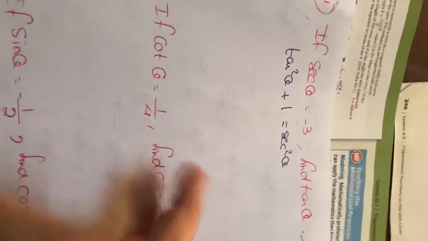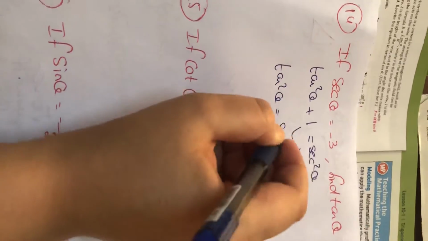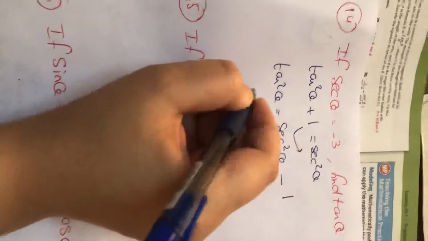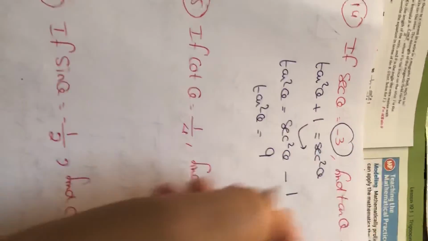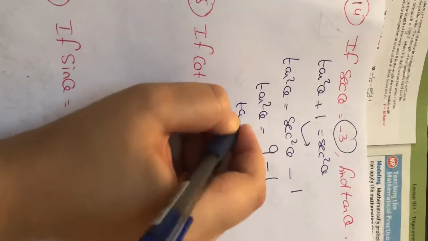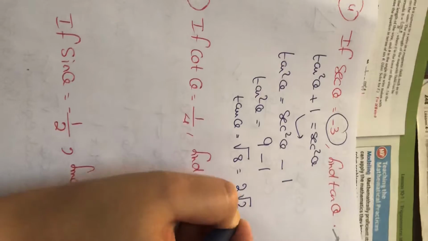So if I want to solve this for tan, tan squared theta is equal to sec squared theta minus 1. So tan squared theta is equal to 9 minus 1, since I squared this. So tan theta is equal to root of 8, which is 2 root of 2.